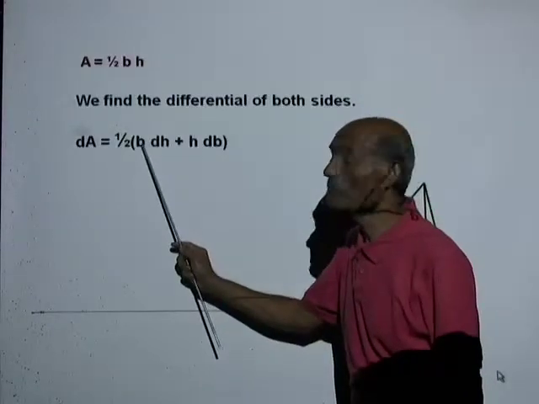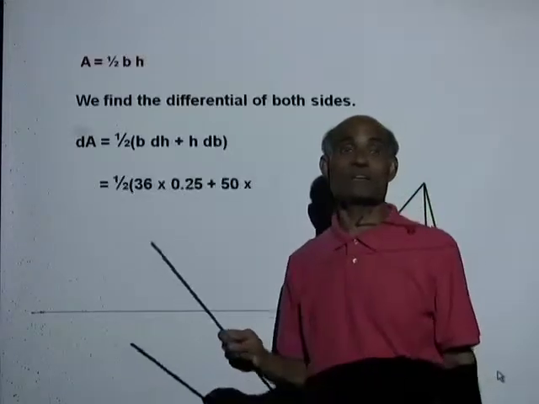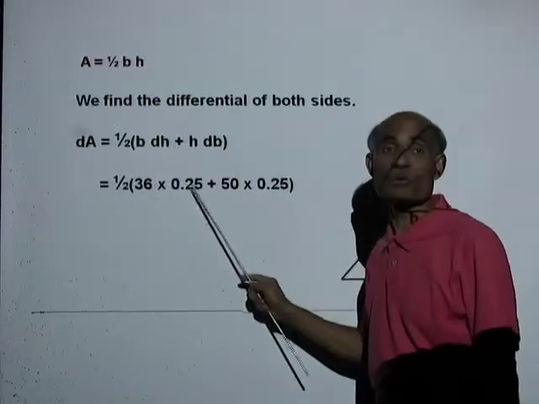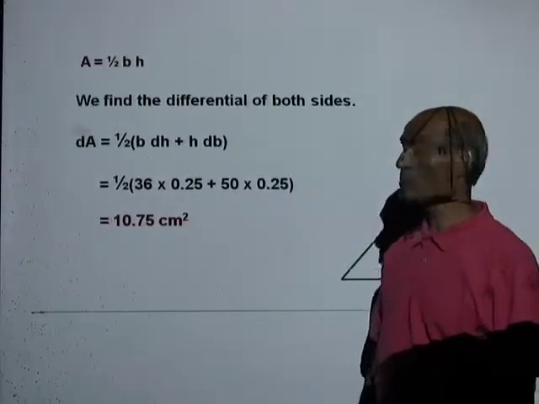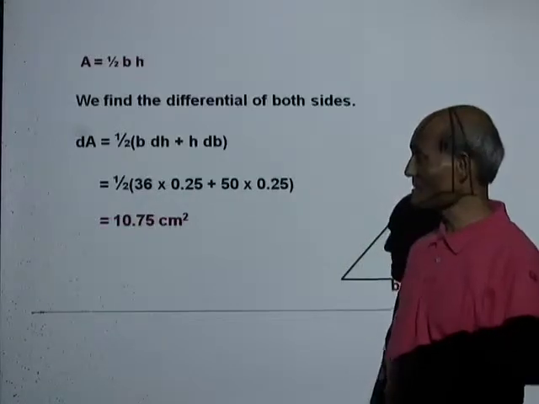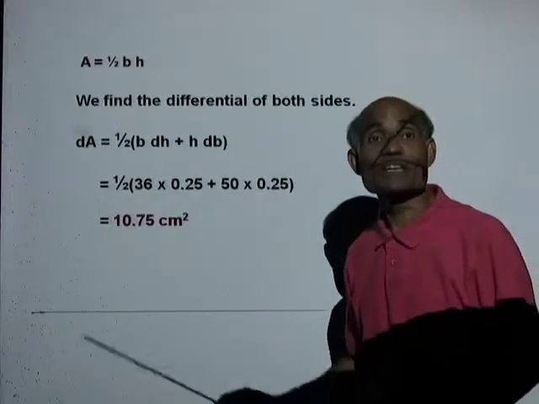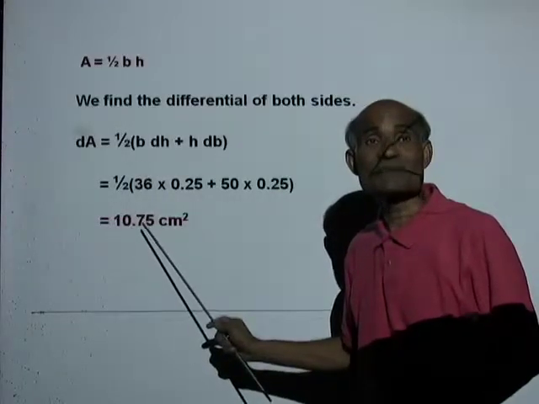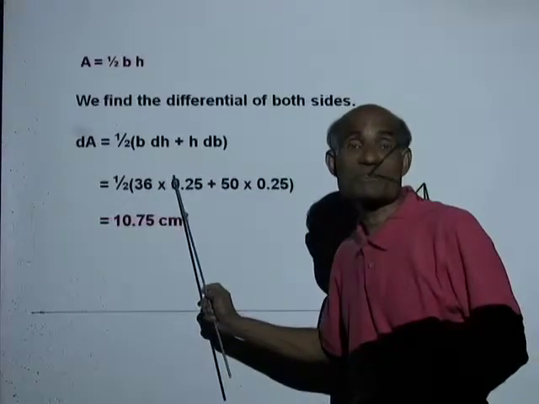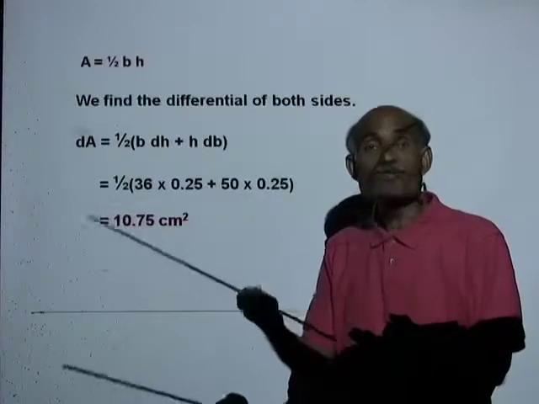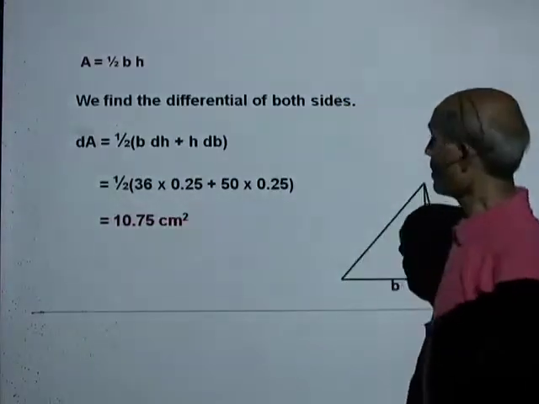We know the values of b and h. We know the values of dh and db. So simply replace those values, and that gives you dA equal to 10.75 centimeters squared. The error in measuring the area is 10.75 centimeters squared when you have an error of 0.25 centimeter in the measurement of the base and the altitude. So this is the propagated error. Alright.